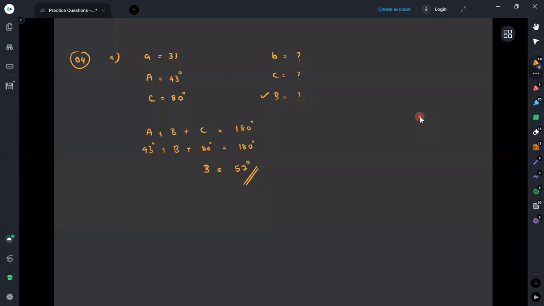We can use a divided by sine A equals b divided by sine B equals c divided by sine C. Here, if you do the substitutions, we know the value of a is 31 and for sine A, it is sine 43. Then the value of b needs to be identified. Then sine B, we have found it as 57 degrees, so we need to take its sine value. Then it is equal to c divided by sine C, which is sine 80 degrees. Therefore, these are the things we need to find, b and c.